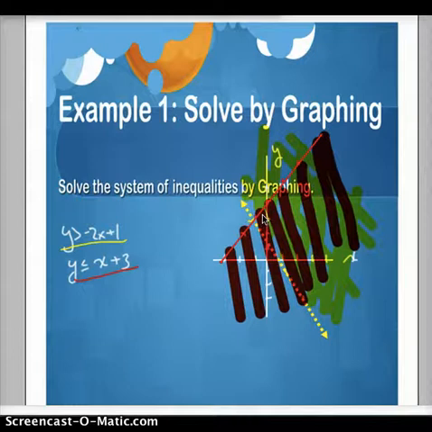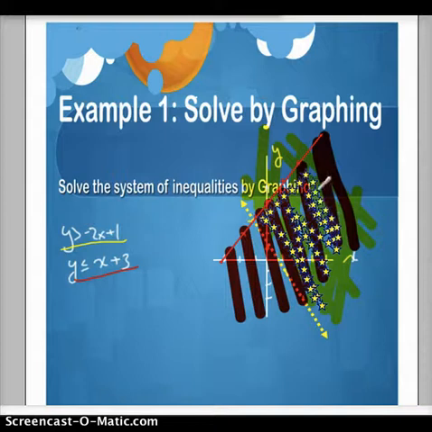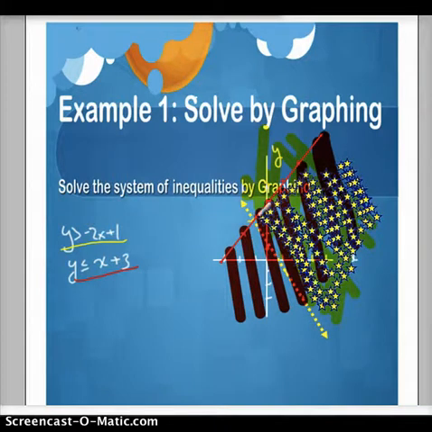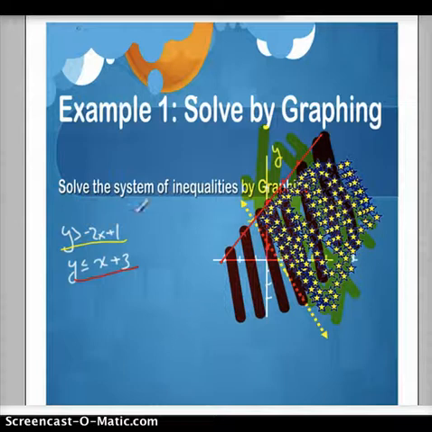Okay, so this is a bit of overkill, but the area that I'm concerned about is the overlap, where the yellow and the red overlap, and that's where I'm putting all these stars, guys. So this area is where the solution is for this particular system of inequalities, okay? Let's go ahead and try another example.